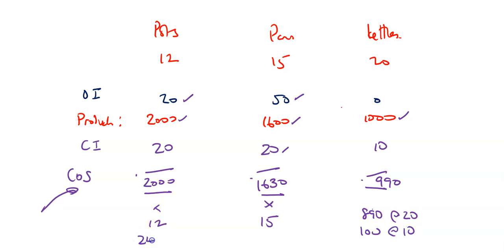Here we are. We have 24,000, right? 12 times 2 is 24. Oh, I need a calculator here. 1630 times 15 is 24,450, and what I have here is 890 times 20 is 17,800, and here I have 1,000. So I need to add all these figures together.